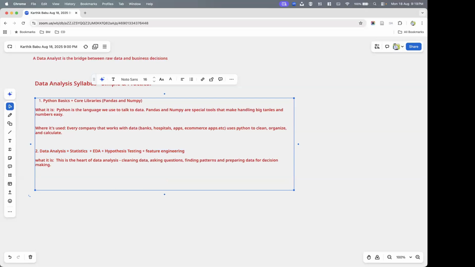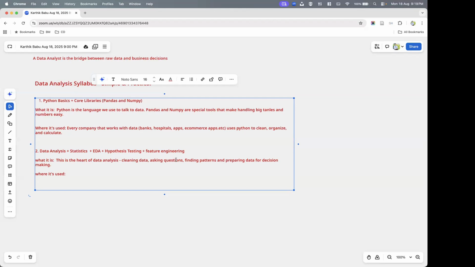See, I'm trying to keep it as simple as possible. Maybe when we are heading to that junction, I will explain it in more detail. But for now, I want you to understand what are the things that we are learning. So data analysis, statistics, EDA, hypothesis testing and feature engineering are the core, major, important concepts. You should never skip this one. This is very important. I will try to keep it as simple as possible.